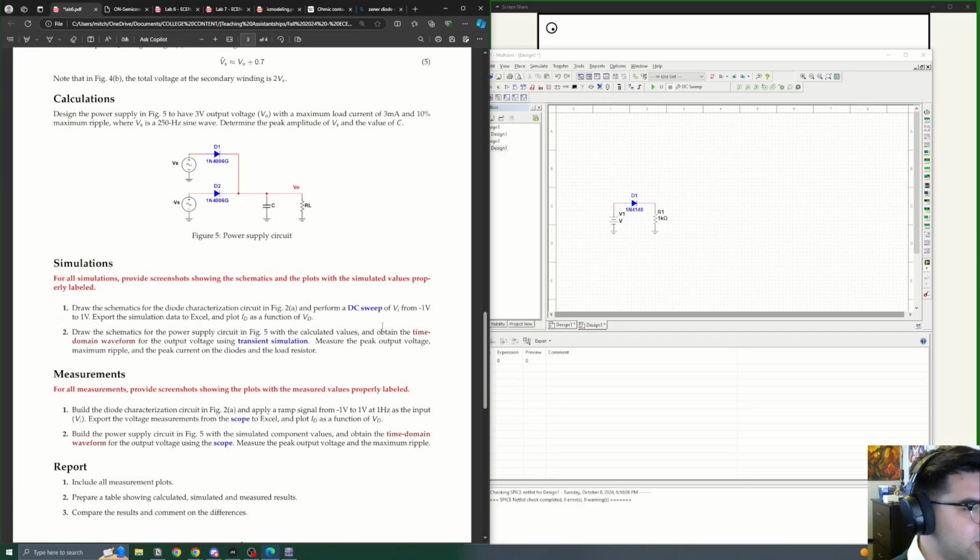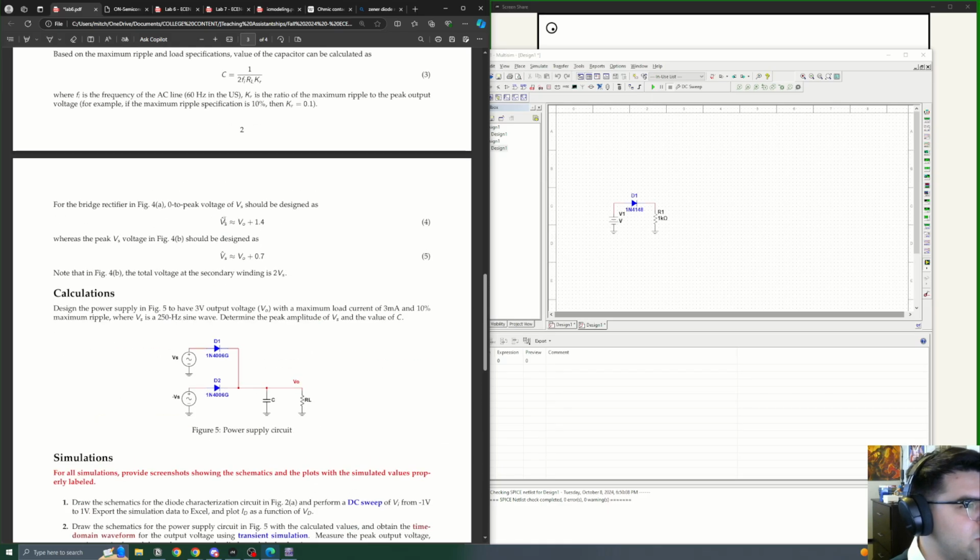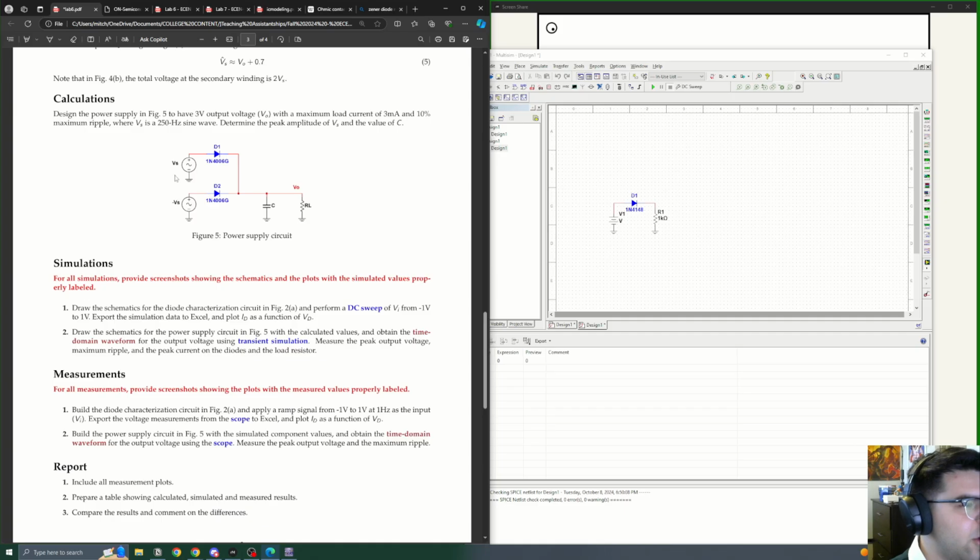And you're going to do a time domain waveform, so just add two separate voltage sources, right? Make sure that they have the same amplitude that you determined right here, and that they are in opposite phase. And then you can go ahead and run the transient simulation and measure the peak output voltage at your output. Right? So very straightforward pre-lab, easy enough.